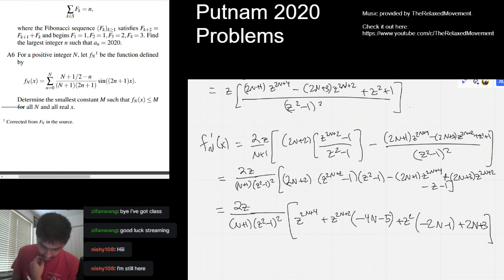So this is actually z to the 2n plus 2 is minus 2n plus 2, so it's just 1. Because it's minus 2n plus 2 plus 2n plus 3. And the z squared coefficient is minus 2n plus 2 minus 2n minus 3. This is plus 2n plus 1.